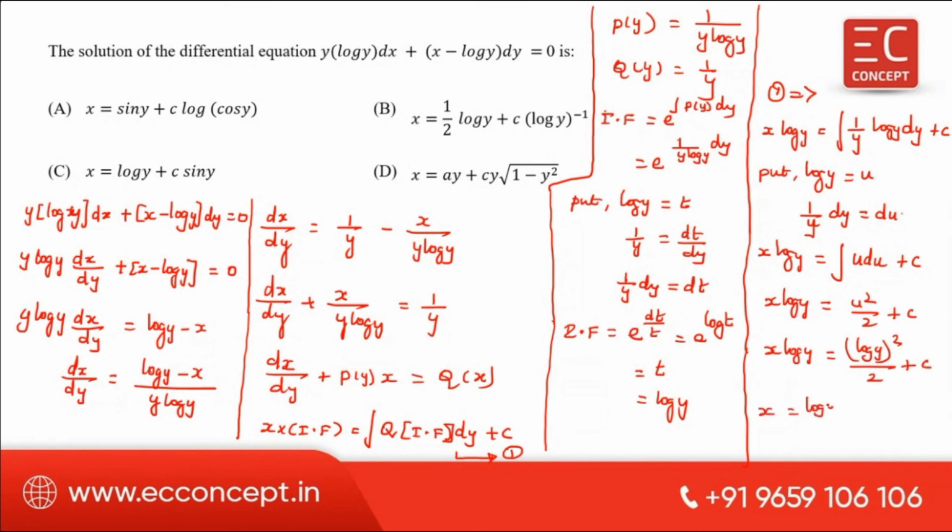Therefore, dividing by log y, x is equal to log y divided by 2 plus c divided by log y, that is c times log y inverse. So the answer for this question is B. Yes, this question is somewhat lengthy, but anyhow, we don't have an option. We have to do it.